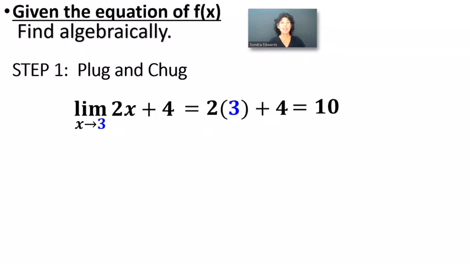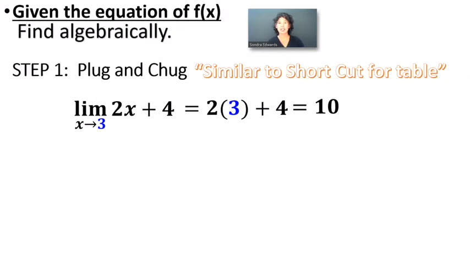You will only need to do step 1 if, when you make the substitution, you get out a real number. This is similar to the shortcut that we used in the table. I'm going to do another example, however, that illustrates how it's just a tiny bit different.